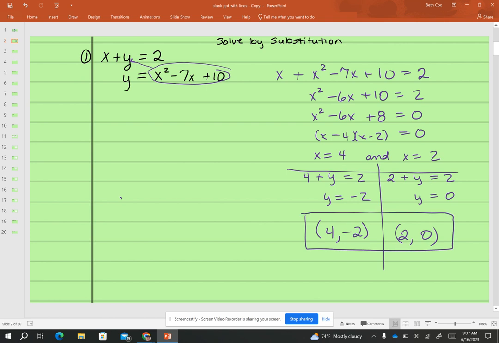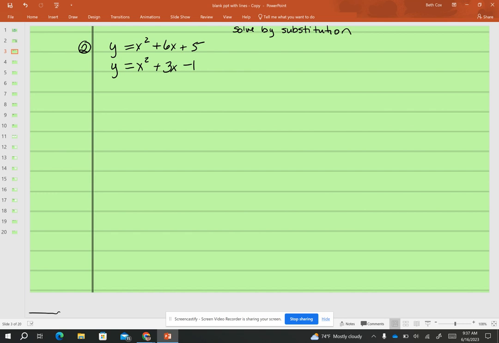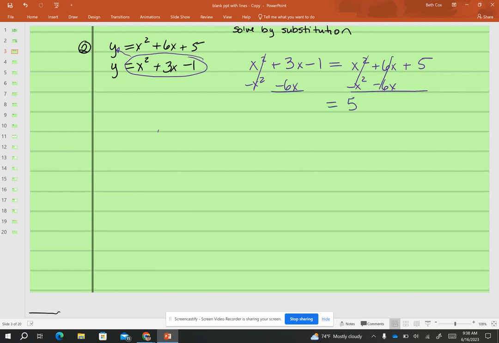There we go. Number 2. Number 2, it also says solve by substitution. I will do the exact same thing. I will take this one and I will put it in for y. And that's going to give me x squared plus 3x minus 1 equals x squared plus 6x plus 5. I'm going to solve this. I'm going to subtract x squared on both sides. I'm going to subtract 6x on both sides. That actually produces something.